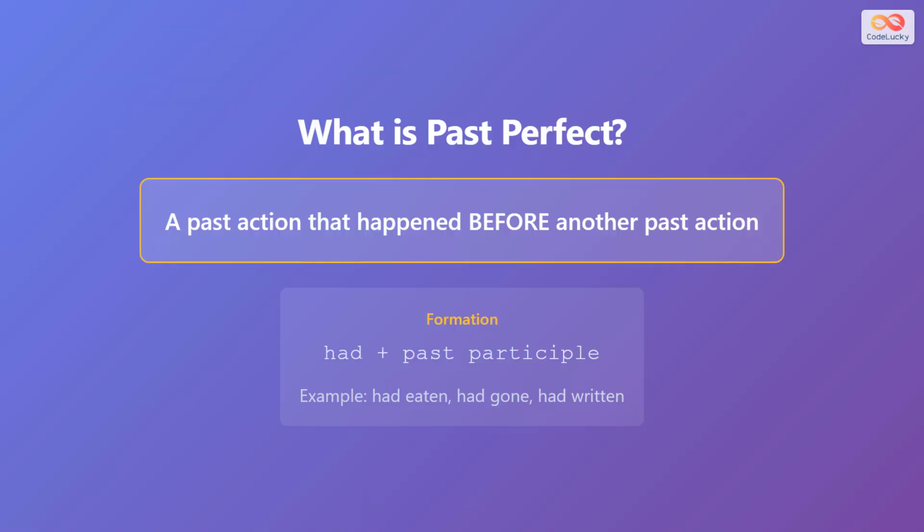The past perfect is a verb tense that shows a past action that happened before another past action. The formation is simple: had plus the past participle. For example, had eaten, had gone, had written. The past participle is the third form of the verb. This structure helps us show which event happened first.